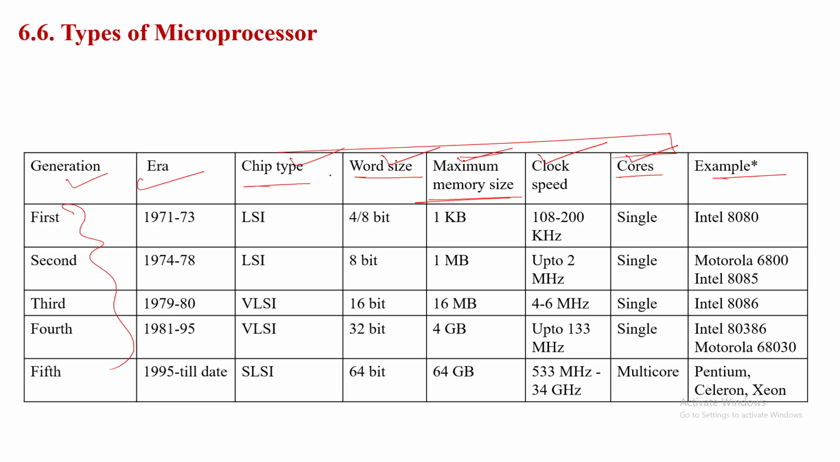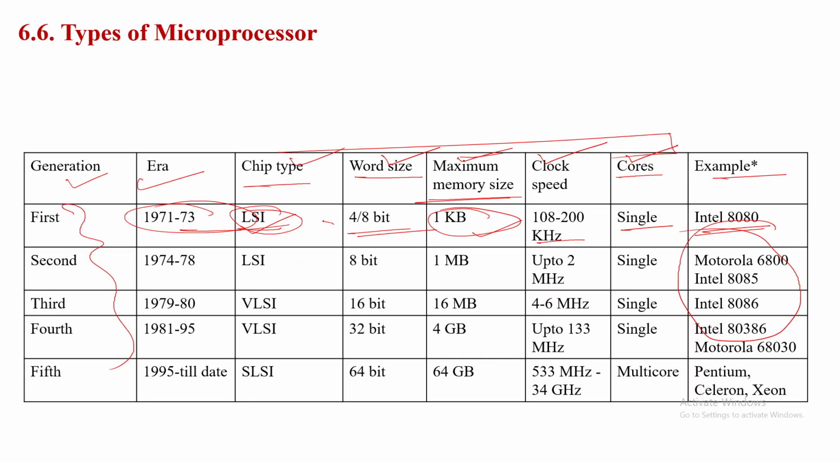one particular processor. So the first generation came in 1971 to 73. Which type of chip were they using at that time? Large scale integration, LSI. What is the word size? 4 or 8 bit. Maximum capacity is 1 KB. Then clock speed 108 to 200 kilohertz. Then single core. Example: Intel 8080. I have shown all the examples.